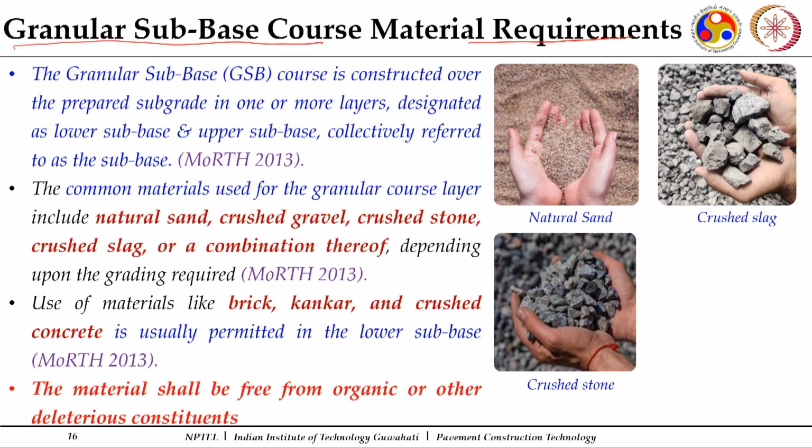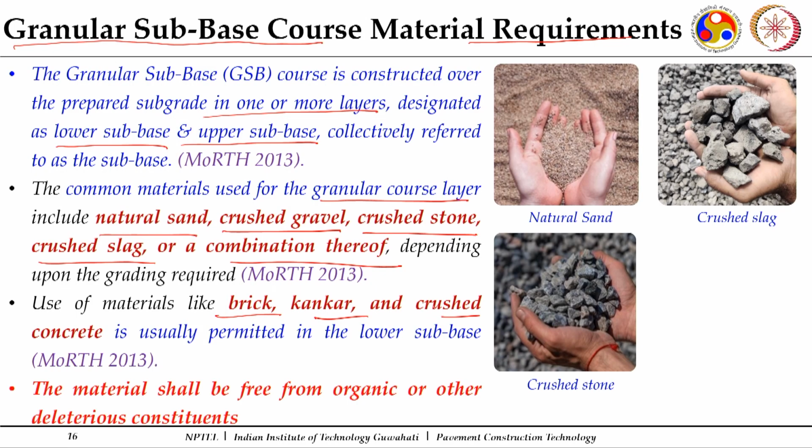We already discussed that this granular sub-base course can be constructed in one or more layers, and if in more layers, there will be a lower subbase and an upper subbase. It can be constructed in one layer also. What materials can be used in it? It says that for the granular course you can use natural sand, crushed gravel, crushed stone, crushed slag, or a combination of these, depending upon the availability of the material in that region nearby the construction site. A combination of these can be used.